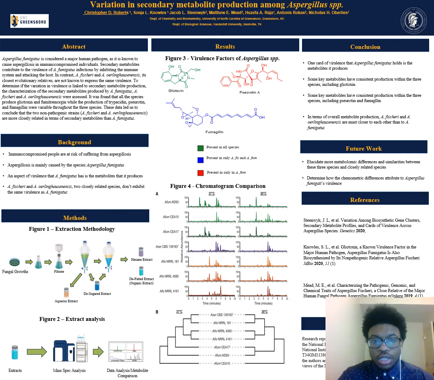Most Aspergillosis is relatively common and only mildly affects people with asthma or any similar conditions, but when Aspergillosis becomes invasive, it can be fatal, but usually only occurs in immunocompromised people or people getting a transplant. Aspergillosis is mainly caused by the species Aspergillus fumigatus. What is interesting, though, is that two closely related species, Aspergillus fischeri and Aspergillus oerlinghausenensis, do not exhibit the same virulence as Aspergillus fumigatus.